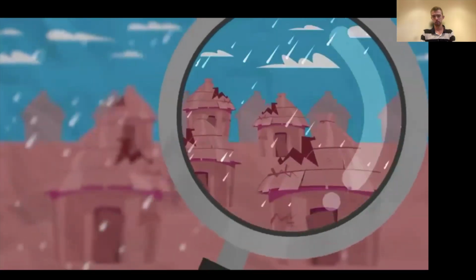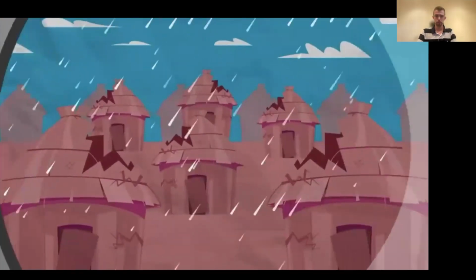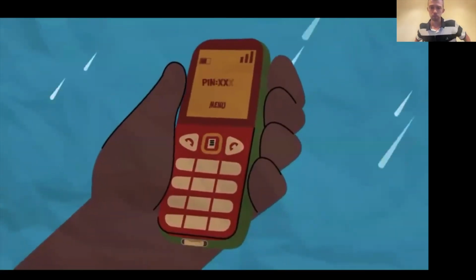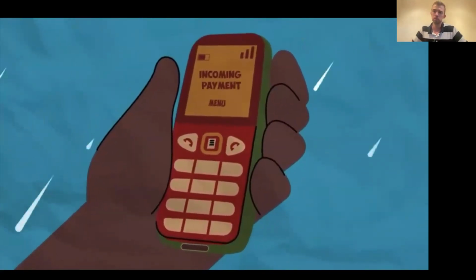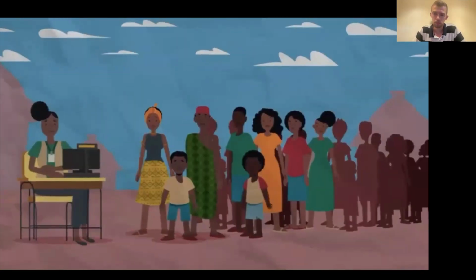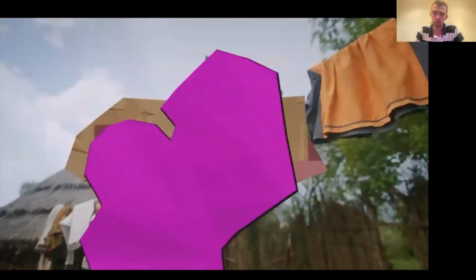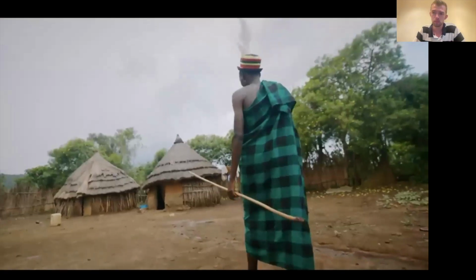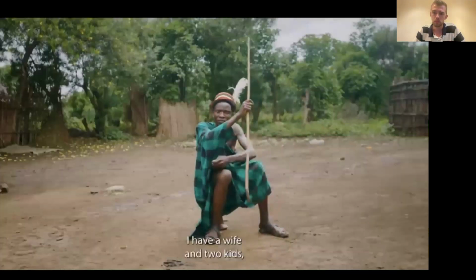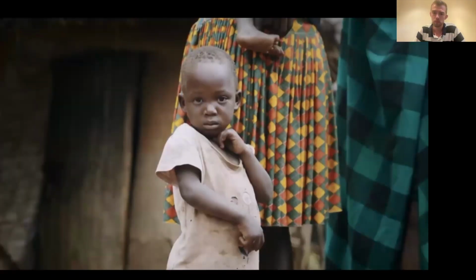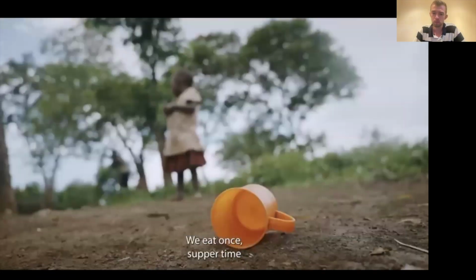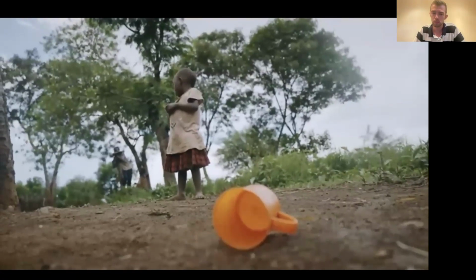GiveDirectly uses a strict selection process to identify villages most in need and signs up every single family. They then provide the recipients with a mobile phone and create a unique PIN number. The money is then sent to their SIM card so they can transact directly or go to a nearby outlet and use their PIN to withdraw cash from a mobile money agent. The limited work opportunities in the community have made it extremely difficult for the villagers to support their families. One of these people is Paul. I have a wife, two kids. This is why I'm staying. My family is eating once a day. That's we eat once, supper time.